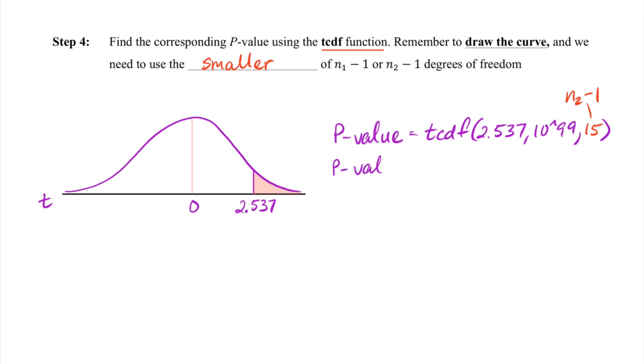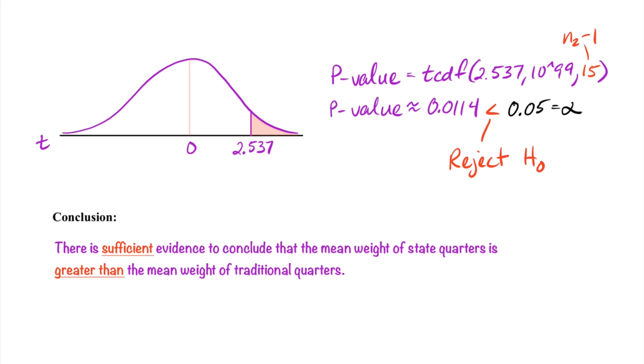If we input that into our calculator, we get a p-value of approximately 0.0114, and we know to compare that to our alpha level of 0.05, which means we have a p-value that is less than our alpha, and we know that means we get to reject our null hypothesis. That is, there is sufficient evidence to conclude that the mean weight of state quarters is greater than the mean weight of traditional quarters. And that means we're all set with our first example of testing hypotheses regarding 2 independent means.